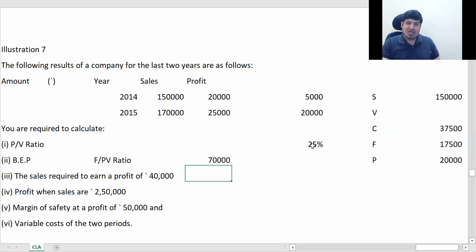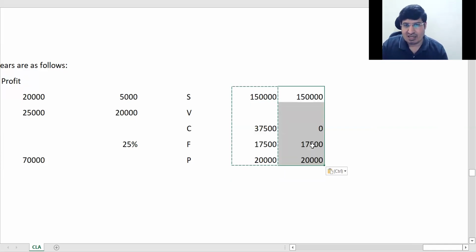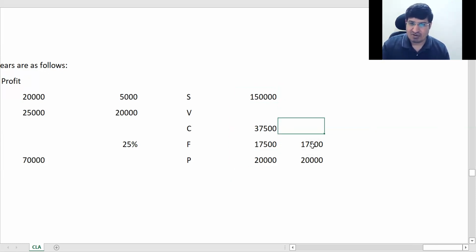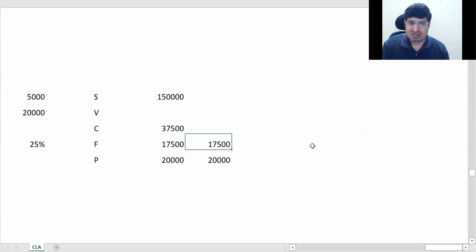नेक्स्ट क्या है आपका? ये हो गया. ठीक है. Sales required to earn a profit of 40,000. So here I am just adding one line. Okay, let me add this one line here. They are asking sales required. Fixed cost is what we know. Sales required to earn a profit of 40,000, right? So profit is 40,000. Fixed cost is 17,500, I know that already. If I add the two, what will I get? I'll get C. Any doubt you can ask me.